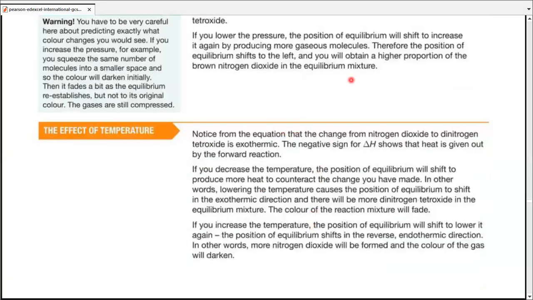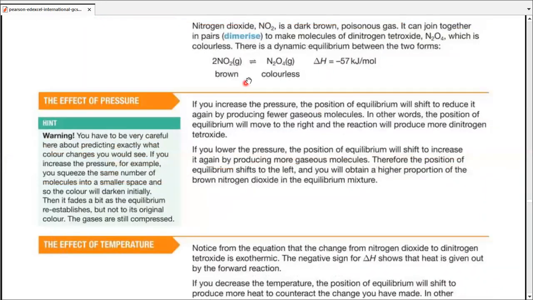Effect of temperature. Since this equation showed you that the forward reaction was exothermic, what if I increase the temperature? In which direction would the position of equilibrium shift, right or left? Increasing the temperature. Right. Actually, left.